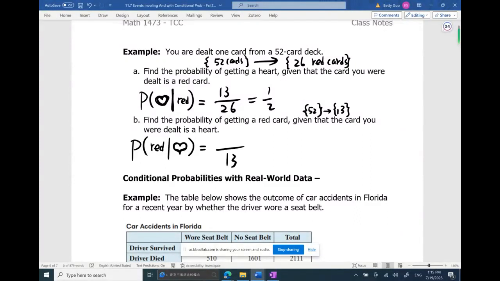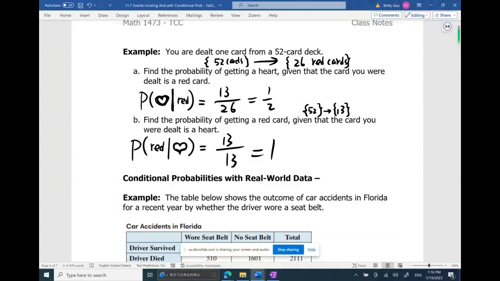Among the 13 heart cards, how many of them are red? I think all of them are red, right? Have you ever seen a black heart? All the hearts are red, all the diamonds are red, all the spades are black, all the clubs are black. So among all the hearts, they're all red. So 13 of them are red. So it's 1. Suppose you already know your card is a heart. Then what's the probability that the heart is a red card?